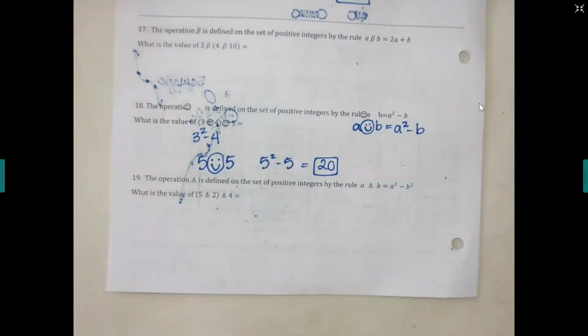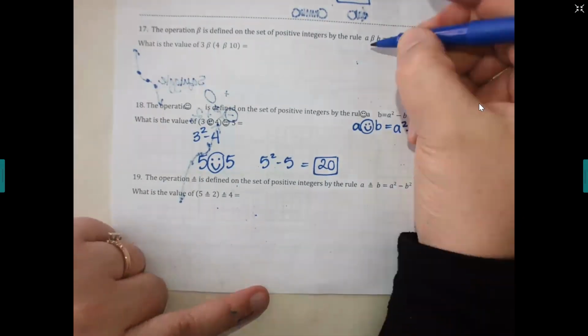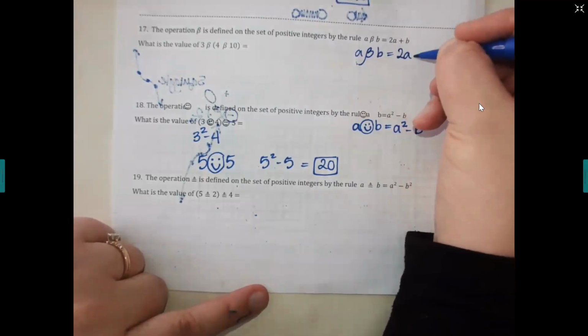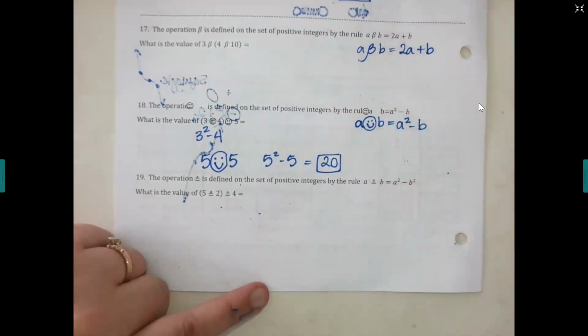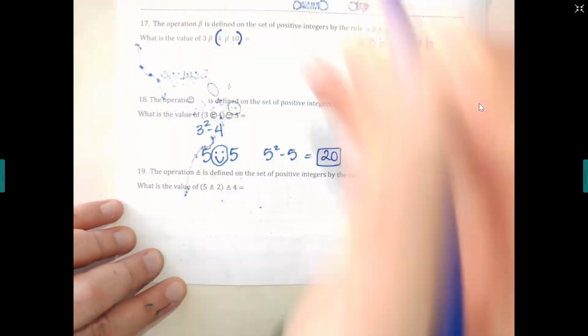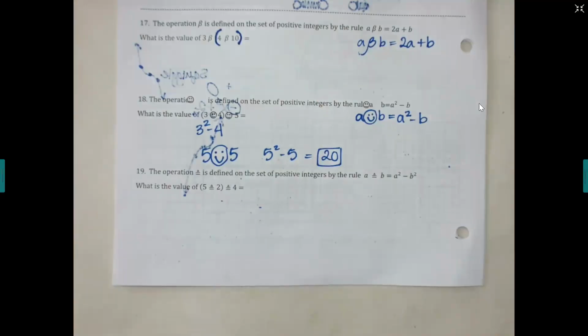They're giving you a weird little B symbol. A awkward B equals 2A plus B. Which numbers do I awkward B first? The 4 and the 10 first. And then once you get that number, you'll awkward B it with the 3.